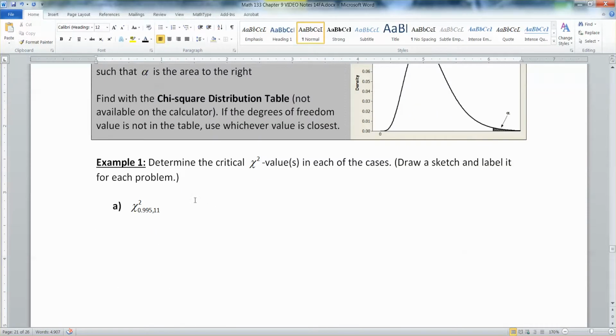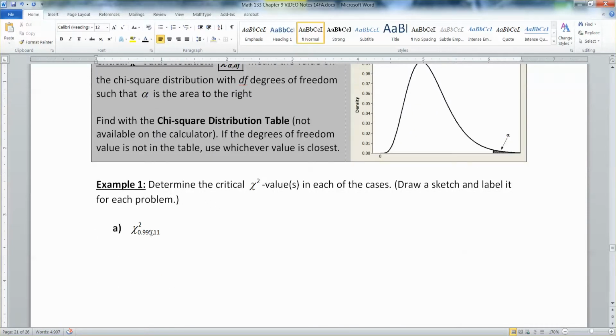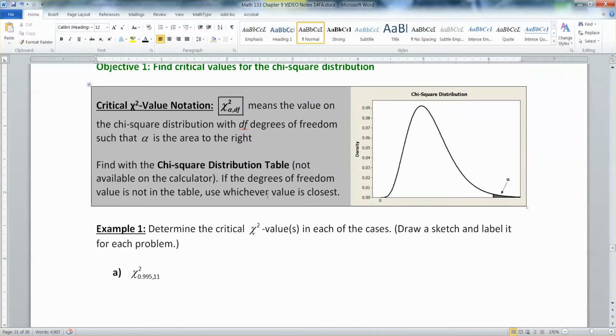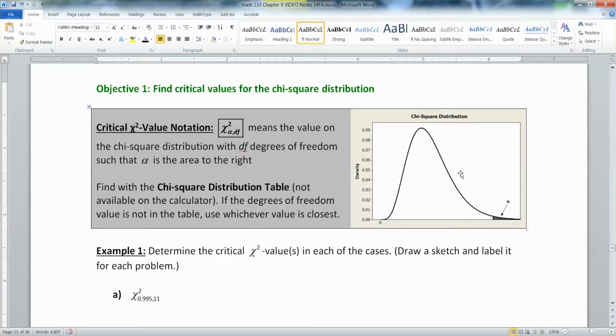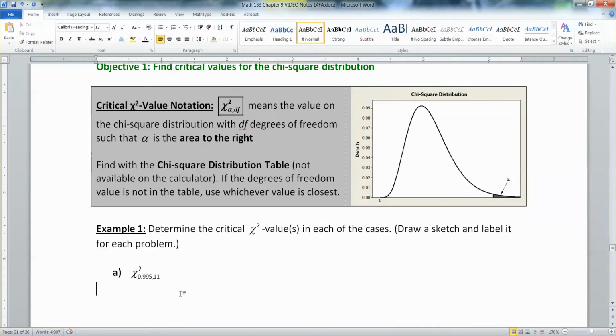All right, so I want to determine the chi-square value for 0.995 and 11 degrees of freedom. Now, wait a second. Realize that the entire curve area is 1. So the area in the right tail is 0.995. That means that my value is way over here on the left, and most of my curve is going to be shaded. All right, so I'm going to go draw that picture, and I'll be right back with it.